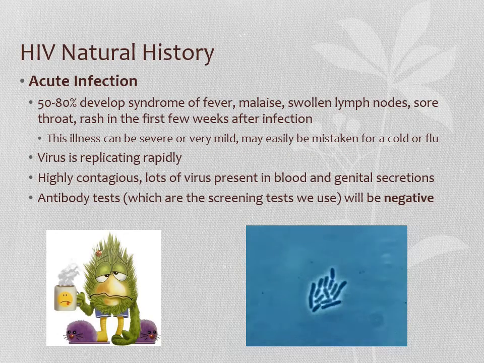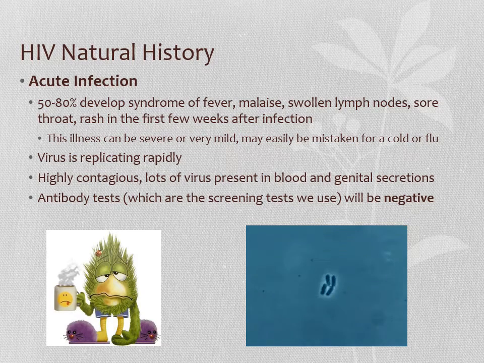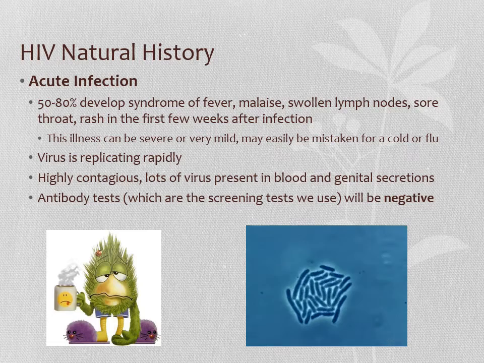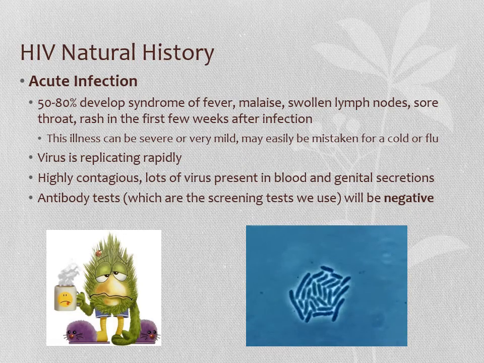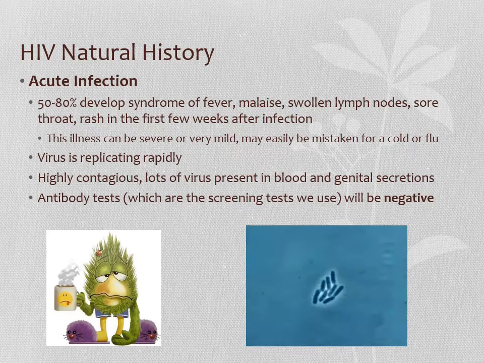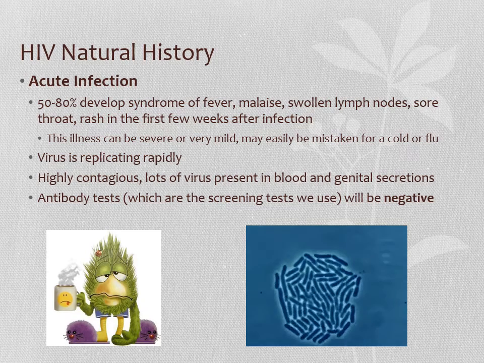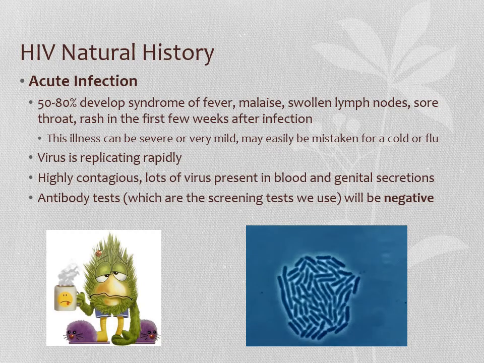So the acute infection. I just want to point out, we say natural history. That means what will happen if we don't treat it, right? On its own, what will happen? So people who get infected with HIV, more than half of them will develop some non-specific flu-like symptoms in the first few weeks after infection. So fever, malaise, which is one of my favorite words. It means just not feeling good, just feeling yucky. Some swollen lymph nodes, swollen glands, sore throat, or maybe a little bit of rash.